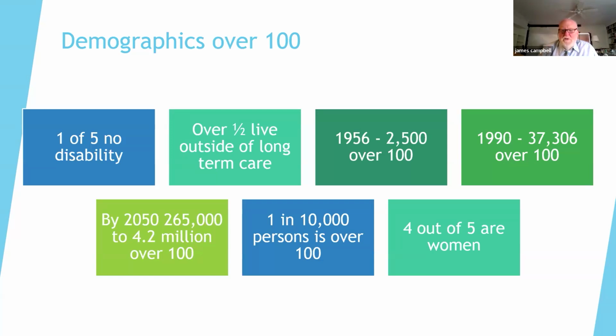1 in 10,000 people today is over the age of 100, and 4 out of 5 people over the age of 100 are women. I have learners ask me, they say, well, I'm not sure I want to go into geriatrics. I think I want to go into women's health. And I try to correct them that geriatrics is women's health.